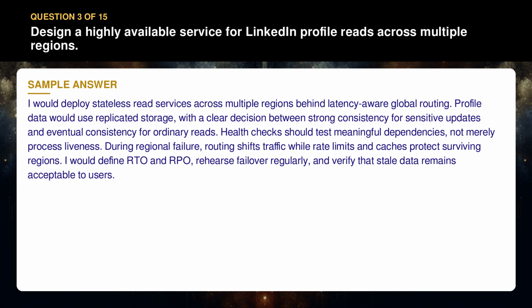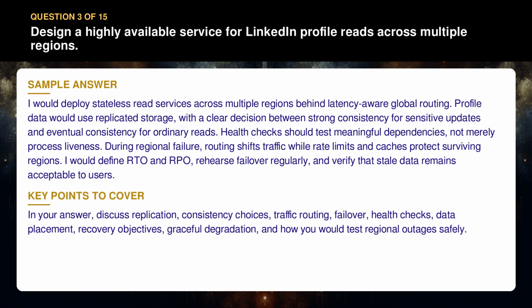During regional failure, routing shifts traffic while rate limits and caches protect surviving regions. I would define RTO and RPO, rehearse failover regularly, and verify that stale data remains acceptable to users. In your answer, discuss replication, consistency choices, traffic routing, failover, health checks, data placement, recovery objectives, graceful degradation, and how you would test regional outages safely.